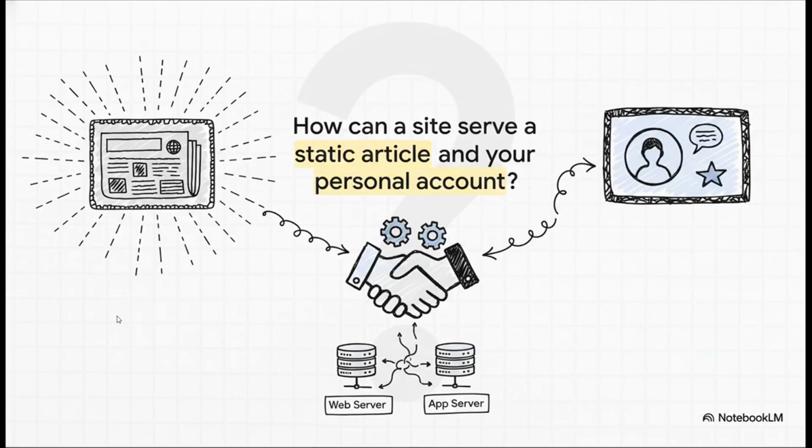Really think about it for a second. How can a news site show the exact same article to millions of people, but at the same time instantly pull up your personal profile, your comment history? How does it handle something that's the same for everyone and something that's unique to you, and do it all so seamlessly? Well, the secret lies in a really clever partnership.